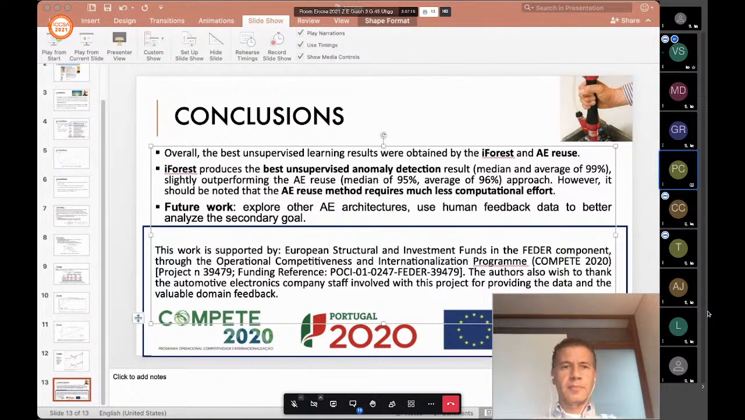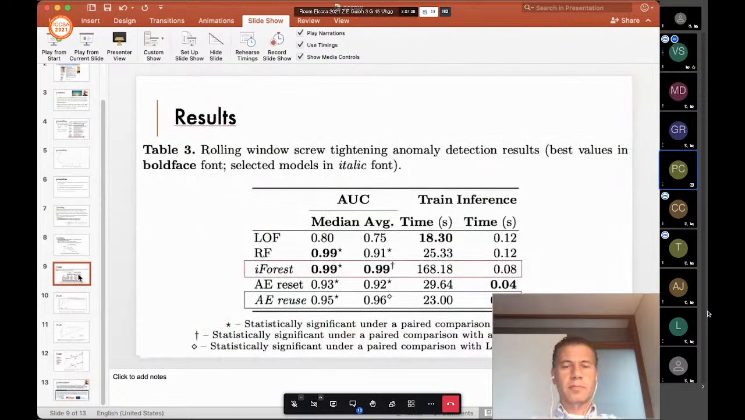No, I just have one from my side to you. What do you mean with the autoencoder reuse method requiring much less computational effort? Can you quantify that with respect to the methods that you showed during the presentation, or which are the most common ones?